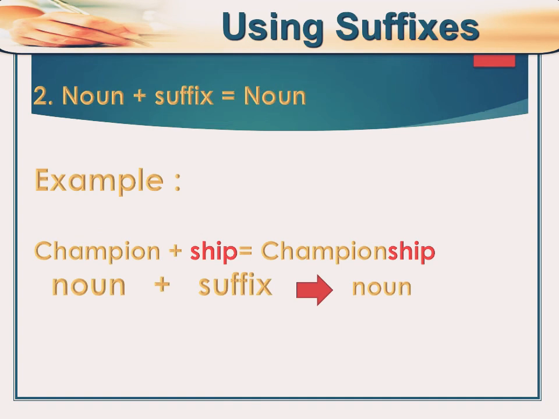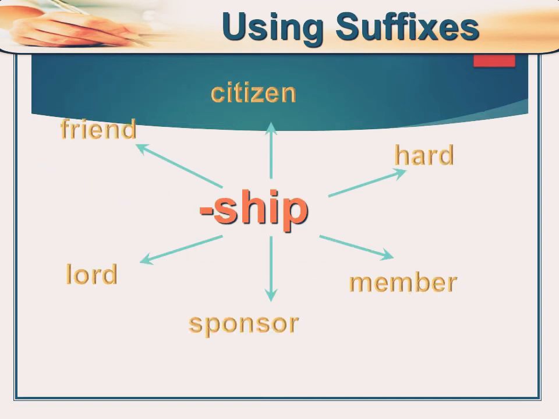We have another way to form a noun. We can add a suffix to the noun. For example, champion plus the suffix ship creates another noun, championship. In the slides, we have some examples with the suffix ship. Citizen, citizenship. Friend, friendship. Lord, lordship. Sponsor, sponsorship. Member, membership. Hard, hardship.